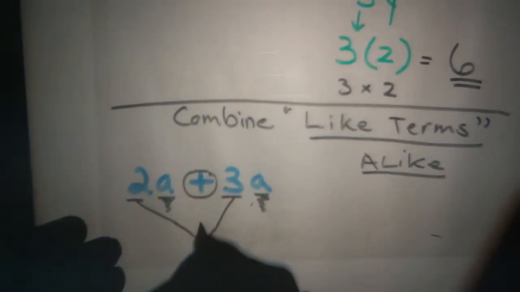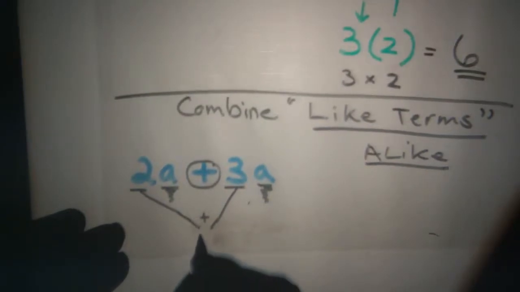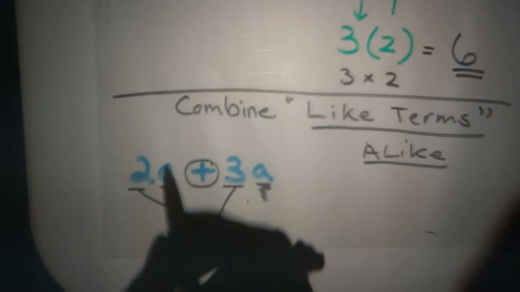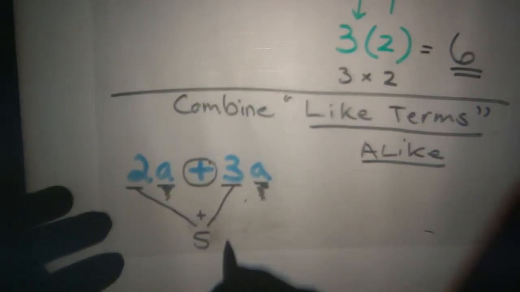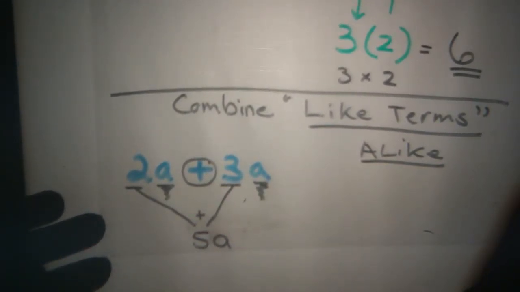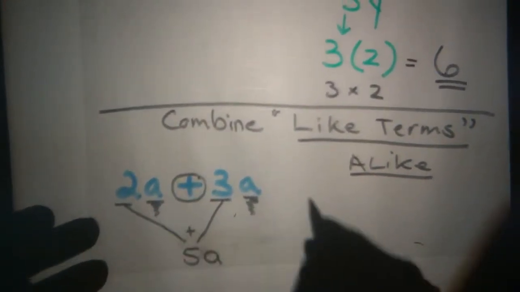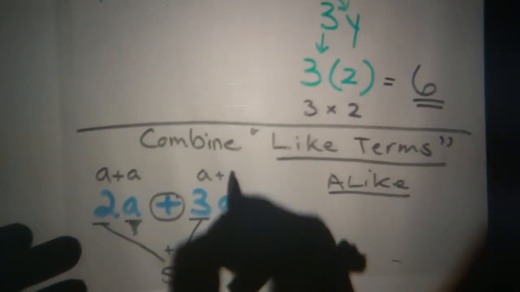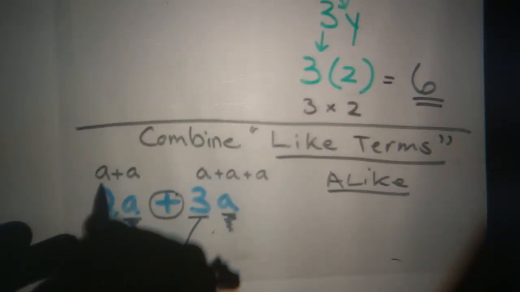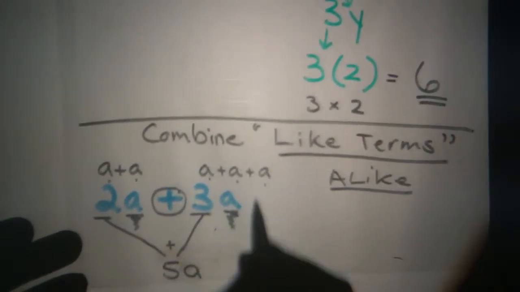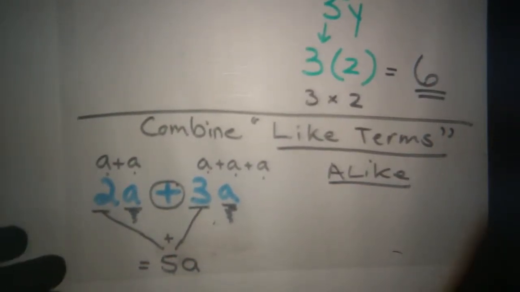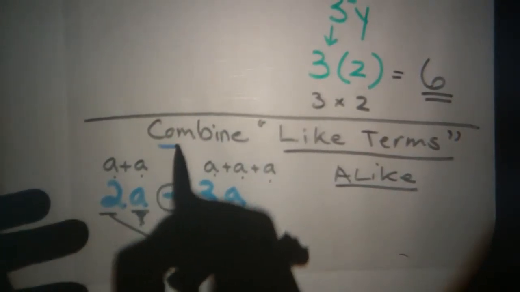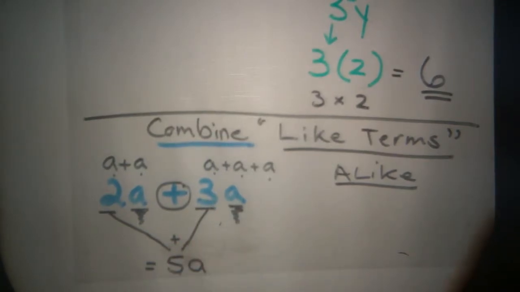So 2 plus 3 is 5. I'm just going to use one of my a's because I know I'm doing addition. So it's 5a. So how many a's do I have altogether? If I have 2 a's here and 3 a's here, that's a total of 1, 2, 3, 4, 5 a's. So this is combining like terms, or I combine my like terms.